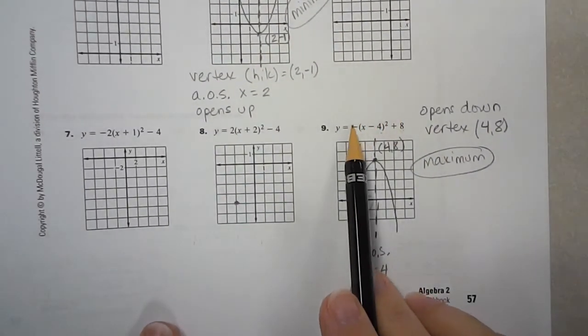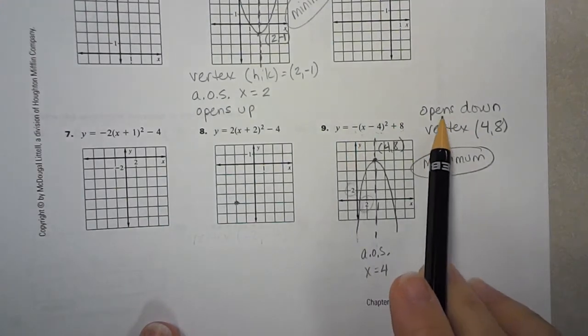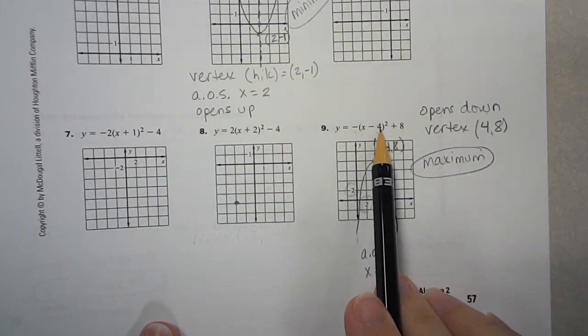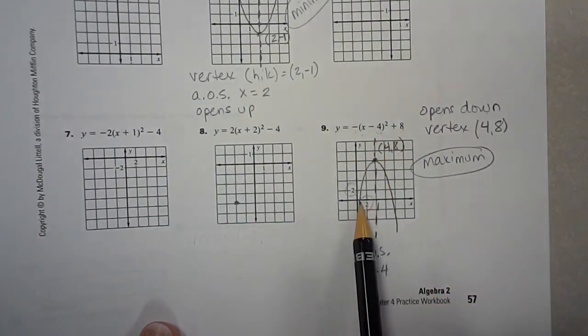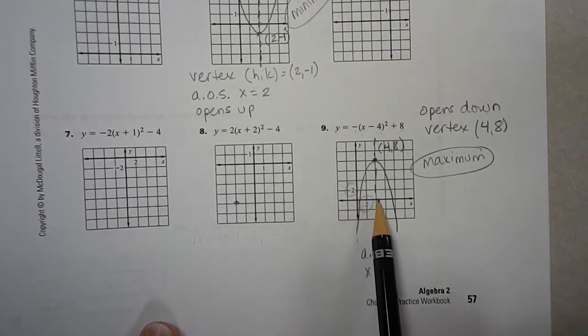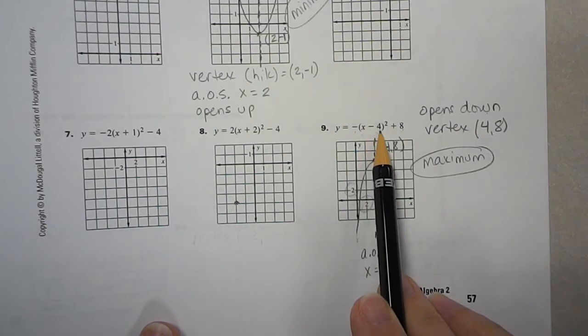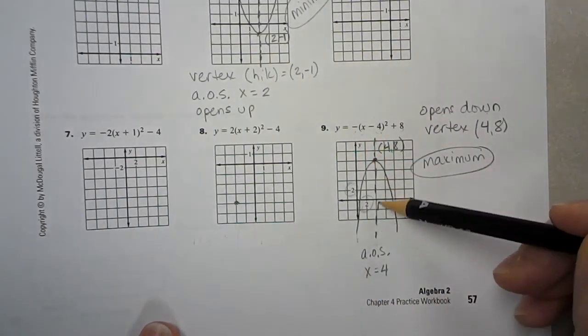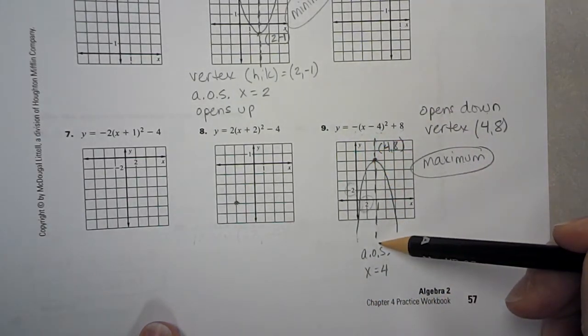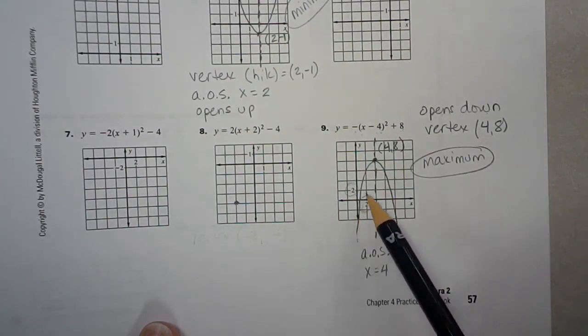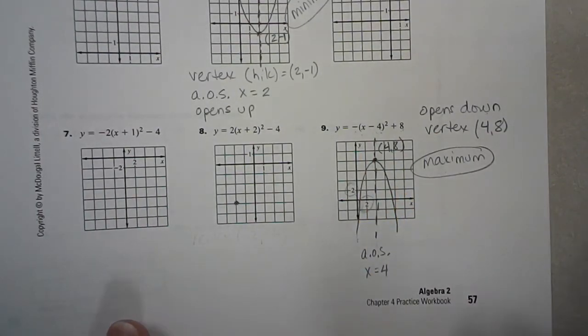Down here we have another example. A is negative, so it'll open down. Our vertex is (4, 8). Remember that these are not by ones, so (4, 8) is where our vertex is. x is equal to 4 is our axis of symmetry, so we draw that, and then we choose 1 point and plot the curve.